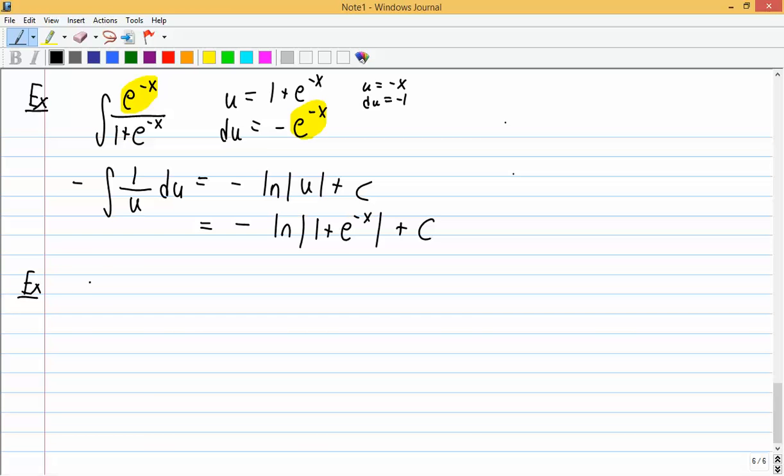Alright, let's look at this integral. The integral of e to the x times the square root of 1 minus e to the x dx. Now I don't see a fraction, so it's not going to be a natural log integral. My best bet is to try to find a u so that my du would be present.